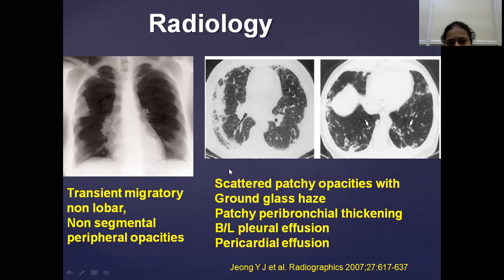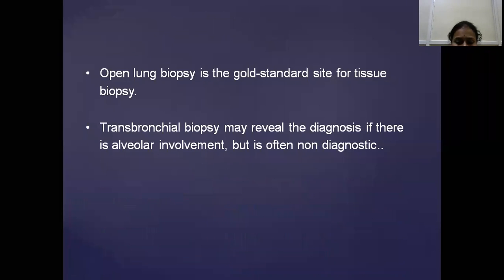Peripheral opacities. This is the CT of a patient with Churg-Strauss syndrome: scattered patchy opacities, peripheral ground glass appearance, bilateral minimal pleural effusions, and pericardial effusion. With involvement of multiple organ systems, some patients may develop pericardial effusion.